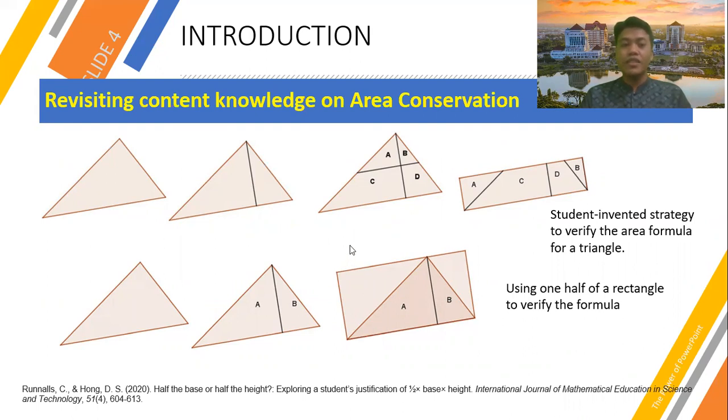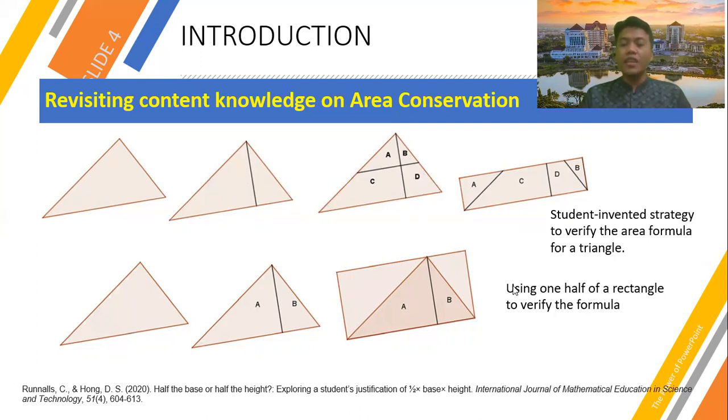As you can see from these pictures, we need to derive the formula of the area of a triangle, for example. There are some strategies that we can use. One of them is a student-invented strategy, verifying the area formula for a triangle, as you can see from here. We can move some parts of a triangle into other parts so that it makes a rectangle like this one. By using the formula of a rectangle, we can derive the formula of the area of a triangle.